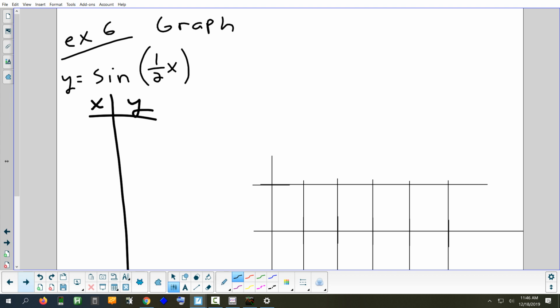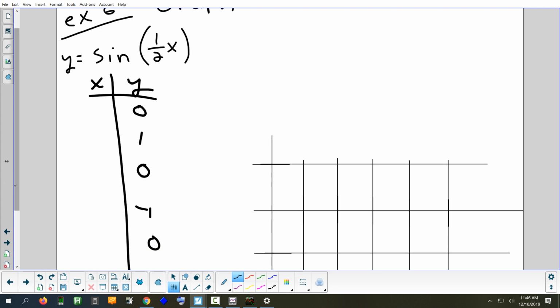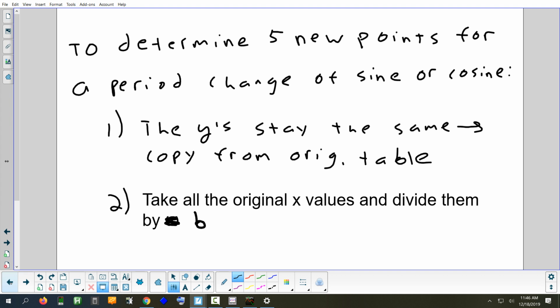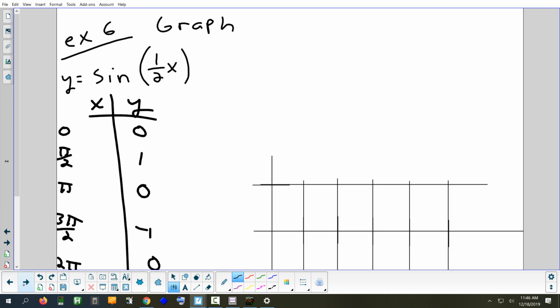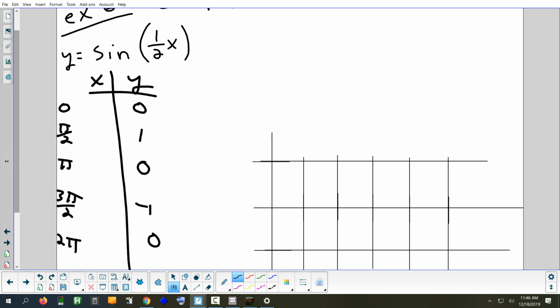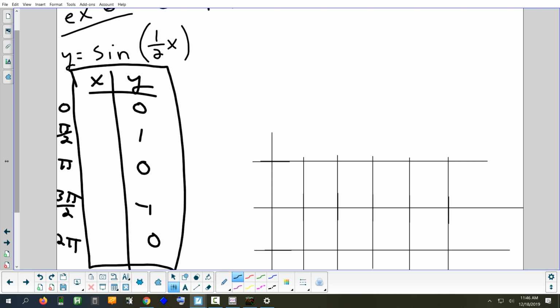Eric, what column stays the same? Y. 0, 1, 0, -1, 0. Now, my original x's: 0, pi over 2, pi, 3 pi over 2, 2 pi. And the directions say to divide those by b. So we are going to divide all of those by what? I'm going to divide them all by 1/2. Now, that's kind of confusing to me. I don't really want to have to divide by 1/2. Dividing by 1/2 is the same as what? Exactly. That's how I'm going to think of it. I'm going to multiply all of these by 2.